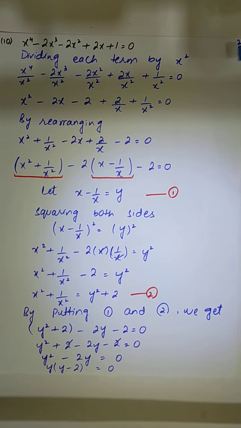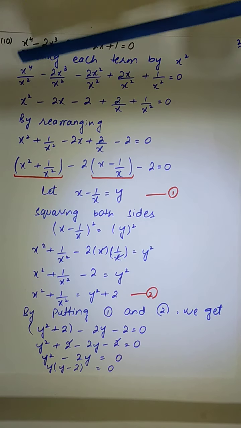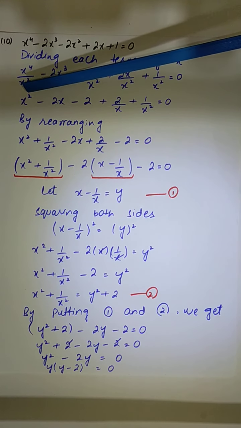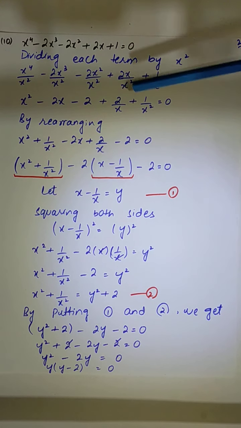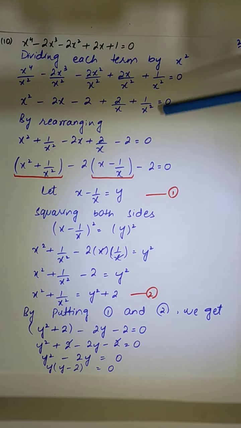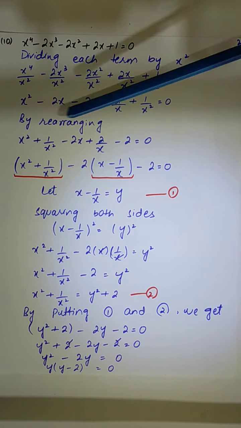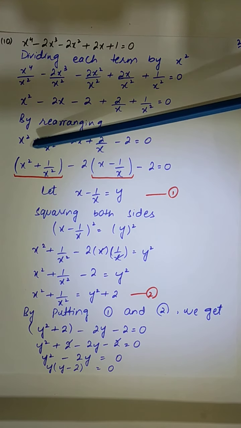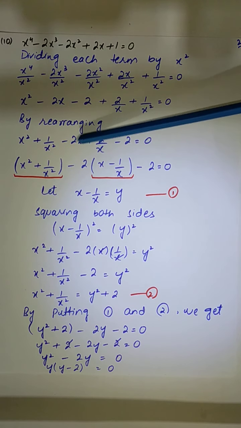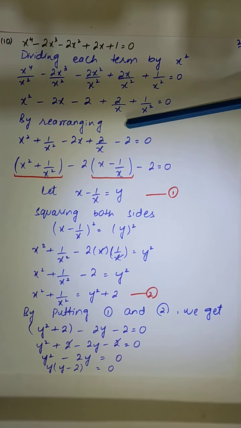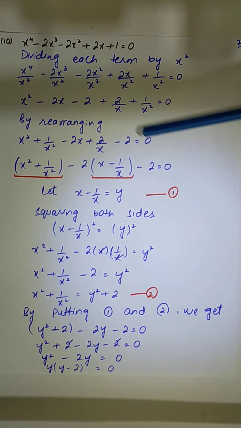to 0. Now we will rearrange all these terms because we can see that this is x square and the term related to this is 1 by x square. This is x and the term related to this is 2 by x. So we will combine these related terms. By rearranging we get x square plus 1 by x square, and minus 2x plus 2 by x, minus 2 is equal to 0.